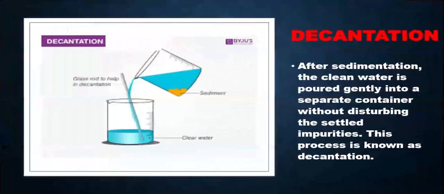Now, coming to the next process, which is decantation. Children, after sedimentation, the clear water is poured gently into a separate container without disturbing the settled impurities. And this process is known as decantation. You can clearly see in the picture how it is happening, and I hope it is clear to you all. The only precaution you need to take is that you have to pour the liquid very gently so that it doesn't mix with the settled impurities.